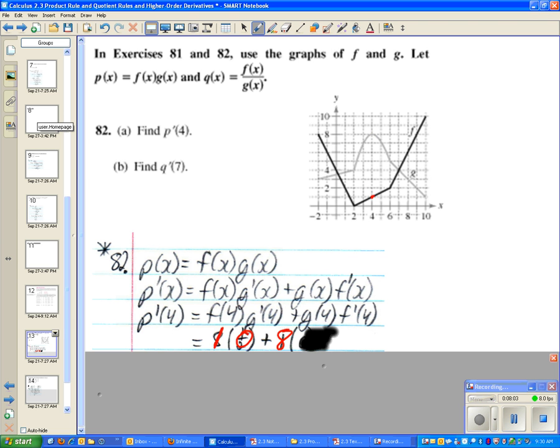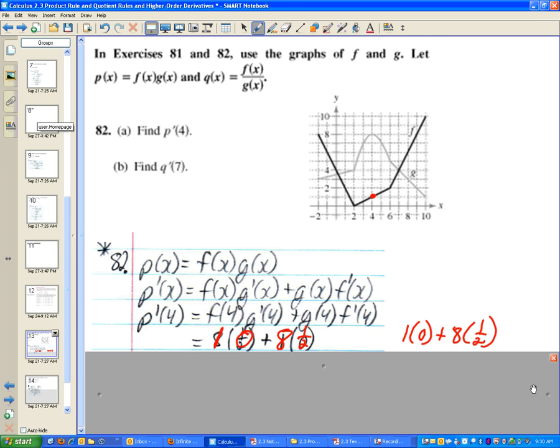Well, back to this one. Now, we don't want the value of f. What's the slope? Remember how this works? The slope of the line, when a function is linear, the slope of that line is the derivative. So what's the slope right there? It's 1/2. So I've got 1 times 0 plus 8 times 1/2. And the final answer is?